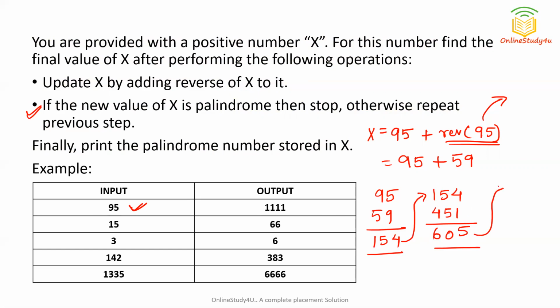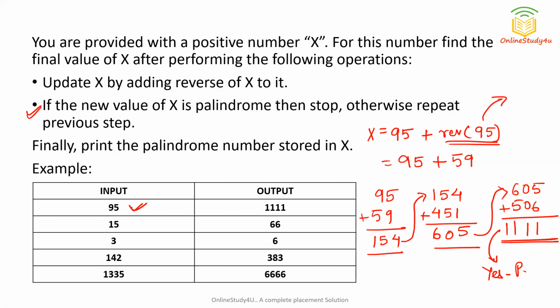So we have to again add it with the reverse. So 605 plus 506. You can see we are adding in every step. Now what is the number? So 6 plus 5 is 11, so this is 1. Then again 6 plus 5 is 11. So we are getting 1111. So is this 1111 a palindrome? Yes, it is a palindrome.